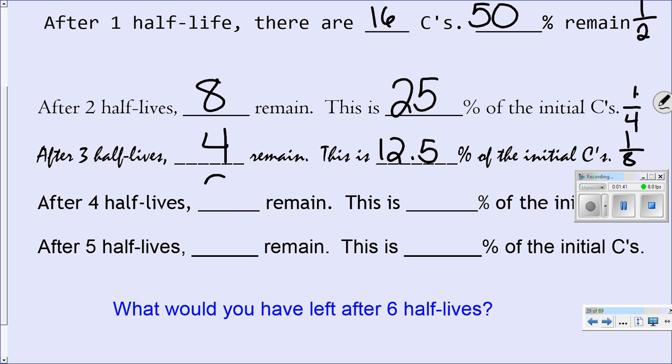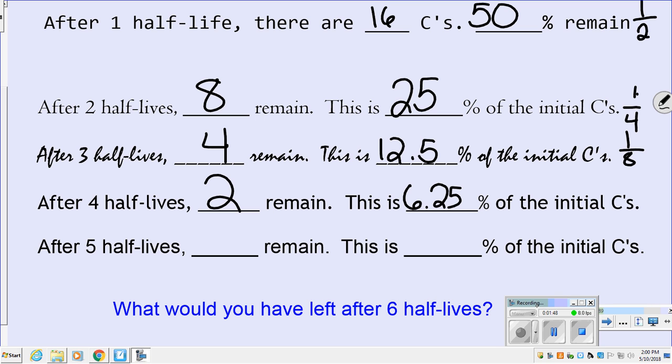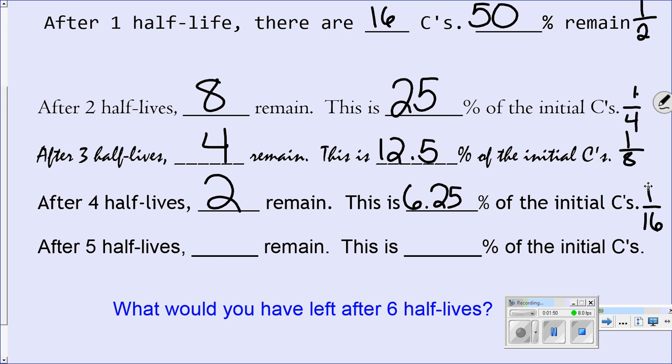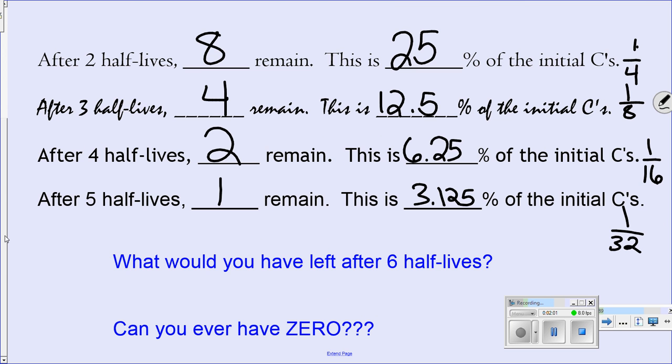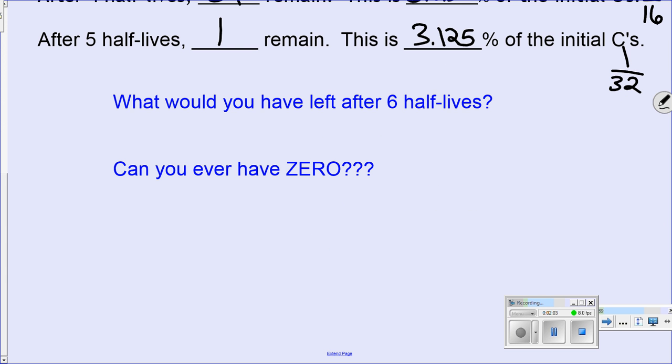After 4 half-lives, we then go down to 2. This is 6.25% of our original carbons, or 1/16. After 5, 1 remains, and this is 3.125% of our initial carbons, or 1/32. Now, what's important to keep in mind is, if we continue from here, we don't go from 1 down to 0, we would then go to half a carbon. This is an exponential decay, so it never actually reaches 0.